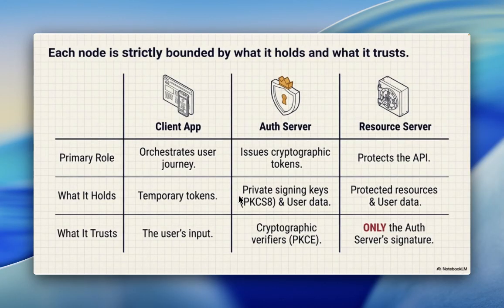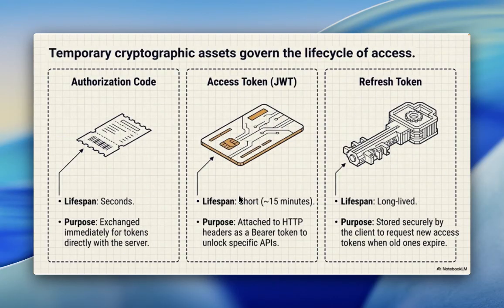The primary roles: the client orchestrates the user journey, the auth server issues cryptographic tokens, and the resource server protects the API. What it holds: the client holds temporary tokens, the auth server holds private signing keys, JWKS and user data, and the resource server holds protected resources and user data. What it trusts: the client trusts the app and the user input, the auth server is the cryptographic verifier, and the resource server trusts only the auth server's signatures.